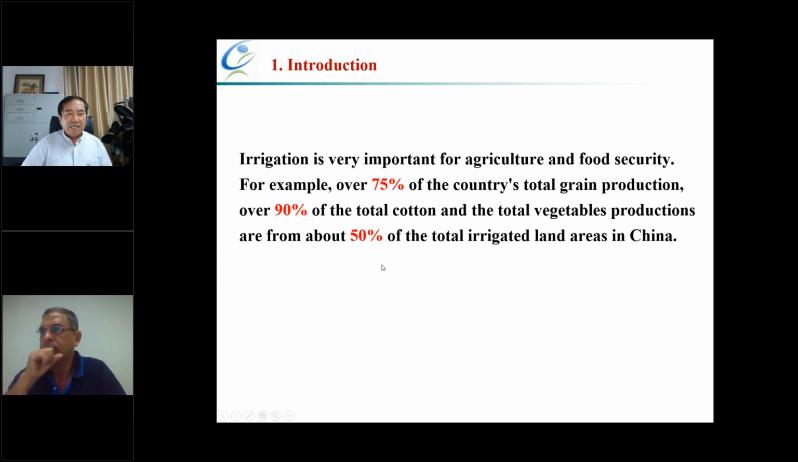As we know, irrigation is very important for agriculture and food security. For example, over 75% of the country's total grain production, over 90% of the total cotton and the total vegetable productions are from about 50% of the total irrigated land area in China.